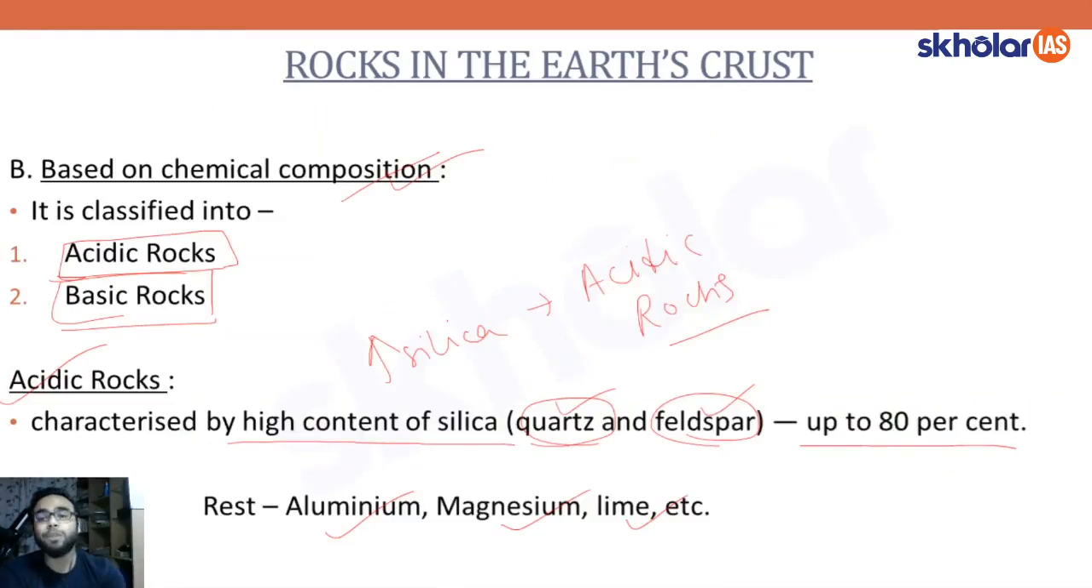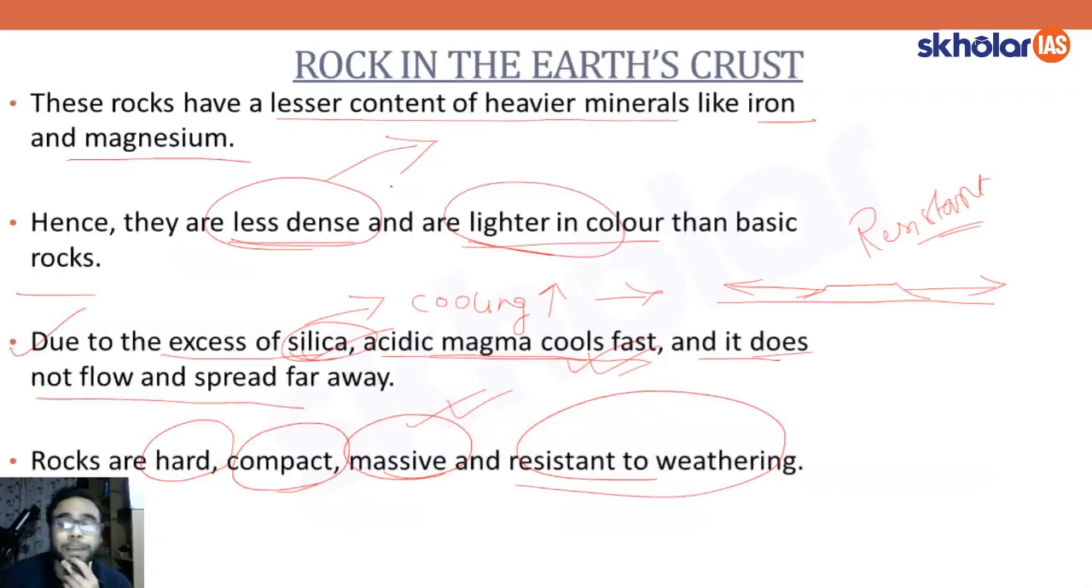Now based on chemical composition, it is divided into acidic and basic, right? Acidic means that these rocks or the magma will have a higher content of silica. Now because of the higher content of silica, its cooling rate is very fast. Therefore it cannot flow in both directions. Therefore the cooling will take place one above the other. As a result of this, what do we get? We get volcanic mountains. But in case of basic rocks, what is happening? The silica content is very low, and because of that it flows in both directions and then cools down. Therefore we get a structure with very little elevation, which is called plateaus.